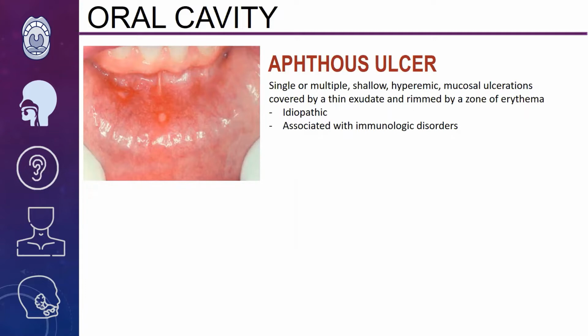They tend to be clustered within some families and may be associated with immunologic disorders, including celiac disease, inflammatory bowel disease, and Behcet disease. These lesions appear as single or multiple, shallow, hyperemic mucosal ulcerations covered by thin exudate and rimmed by a narrow zone of erythema.